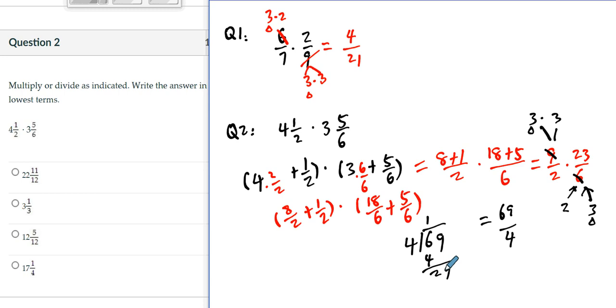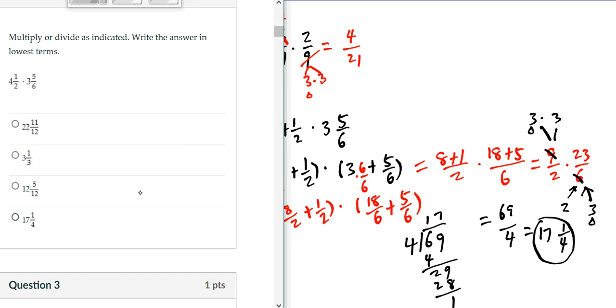Now, for 69, you want to multiply 4 by which number? 17. So 4 times 17 is 68. And then the remainder is 1. Then you change this one will be 17 and 1 over 4. That will be this one right here. 17 and 1 over 4. That was question 2.